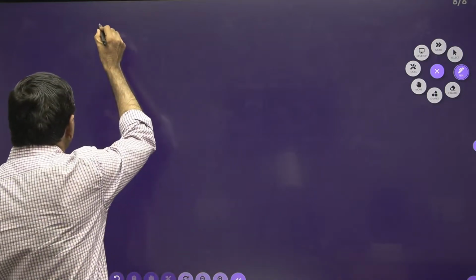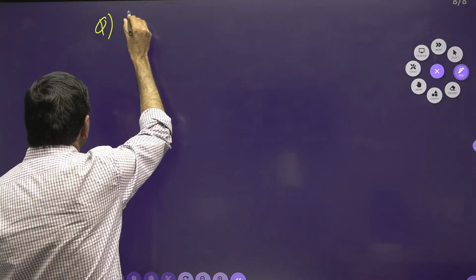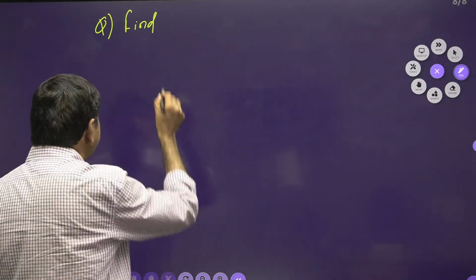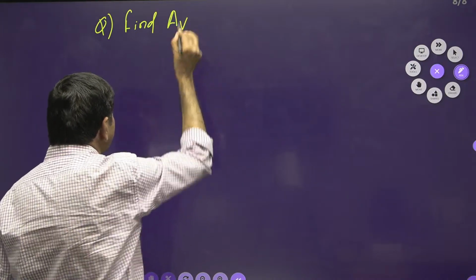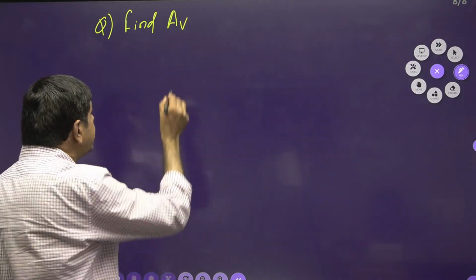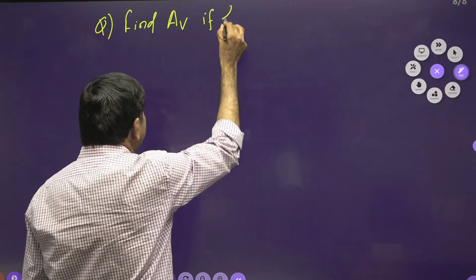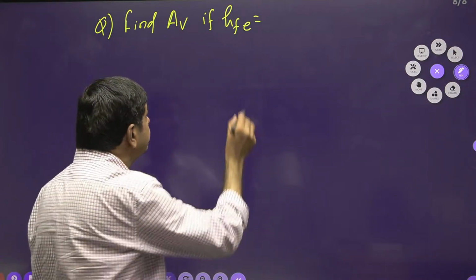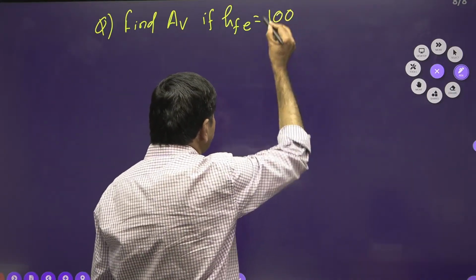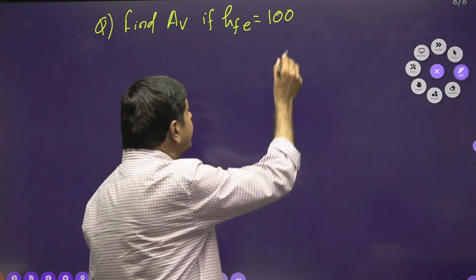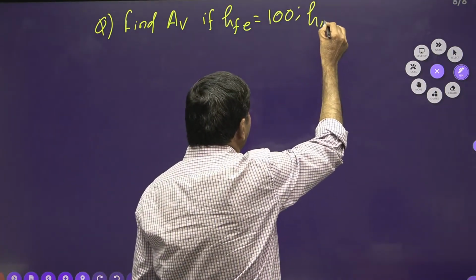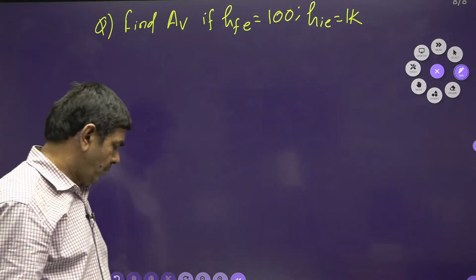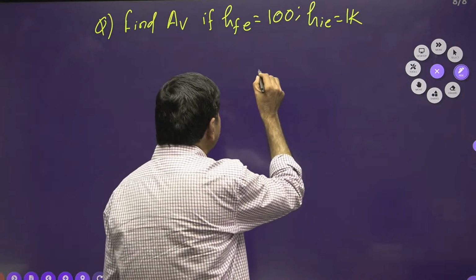The problem is given like this. Find AV. AV is nothing but the voltage gain. Find AV if hFE equal to 100, hIE equal to 1K, that is 1 kilo ohm. And here the network is given like this.